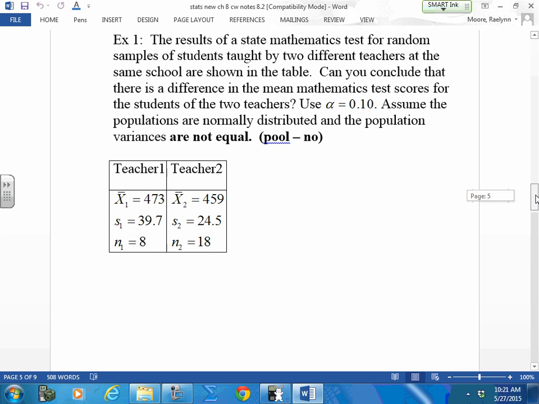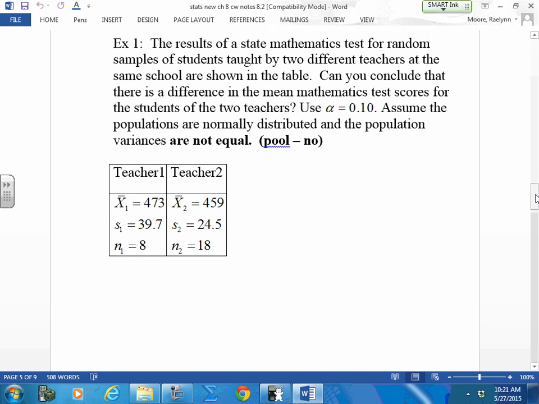So let's try one. You ready just to try one? You guys ready? Okay. Let's give this a try. The results of the state mathematics test for a random sample of students taught by 2 different teachers at the same school are shown in the table. Can you conclude that there is a difference in the mean test scores for the students? How do I write that claim, that there is a difference? Not equal to. Equal to would be there's no difference. Is a difference, they are not equal.